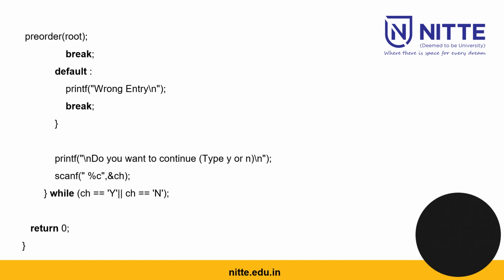Then we will write while ch is equal to y or ch is equal to n. This is when ch is equal to y and ch is equal to n. So depending on that, the operation will continue or it will stop. Then it will return 0.